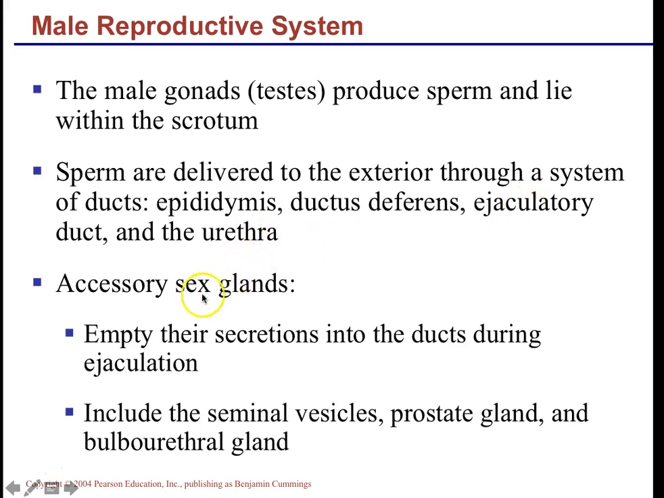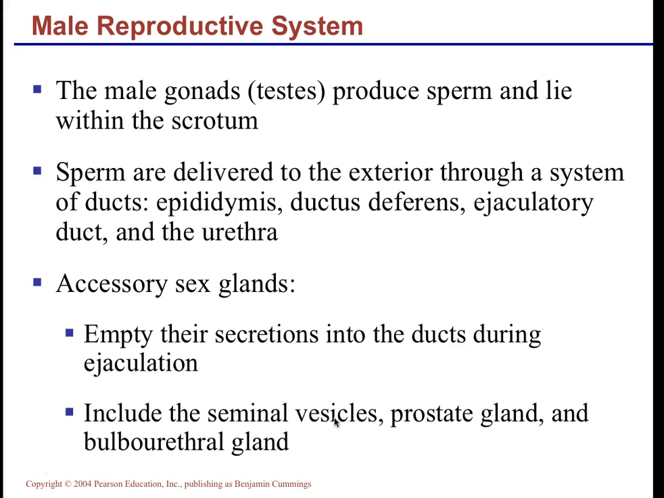In addition, you have glands, because the sperm themselves are very mobile and they prefer aqueous solutions. And the female will certainly have aqueous solutions, but the male has to produce its own aqueous solutions, otherwise the sperm will die. So they have all of these vesicles that will have their secretions ongoing as the sperm moves through the male reproductive tract.